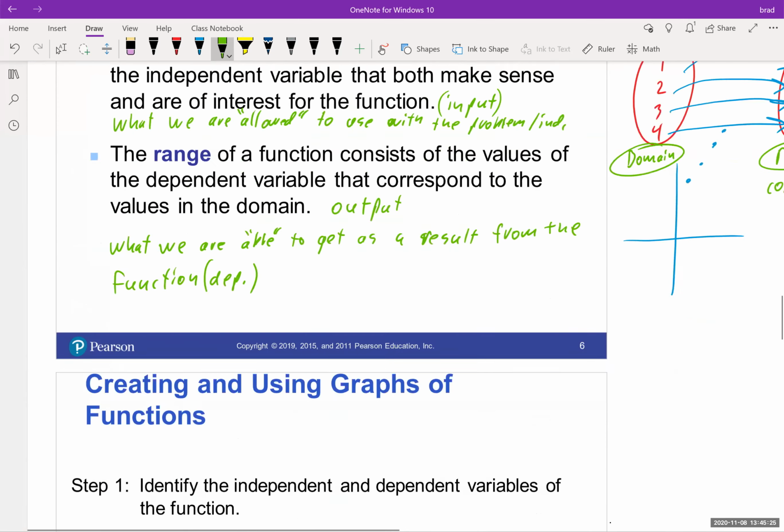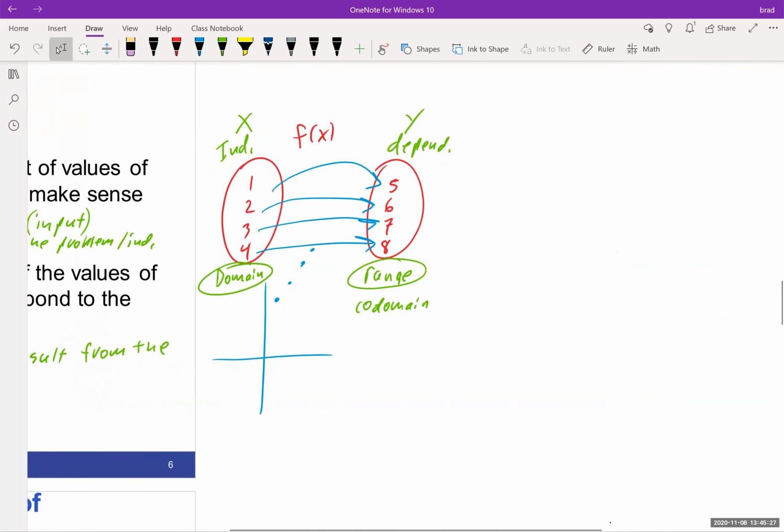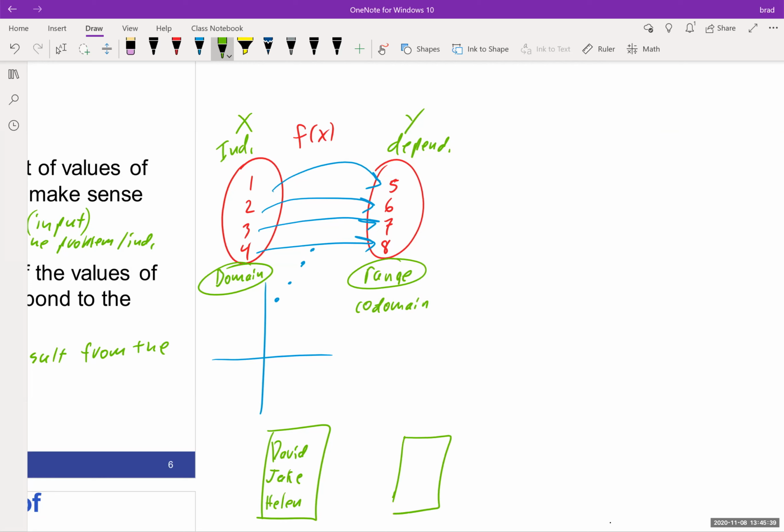And again, it doesn't have to be numbers. It could be birthdays. We could say, like David, Jake, and Helen. And then over here, we could have birthdays in the month of November, and let's do students. Okay, so let's say the 16th, the 21st, and the 29th.